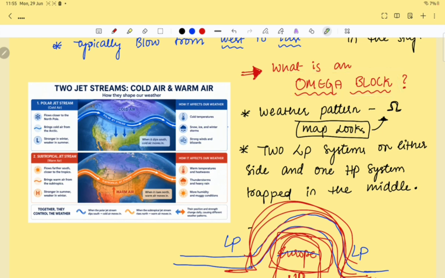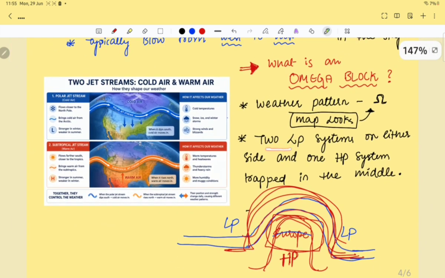So what is an omega block? The Greek letter is omega, so we call it an omega block. On the globe, the weather pattern looks like this, hence we named it omega block. There are two low pressure systems on either side and one high pressure system trapped in the middle. You can see it here. Here is a low pressure, here is a low pressure, and here is also a low pressure. Now here is the high pressure, which got trapped. Low pressure means cool and high means hot or warm.